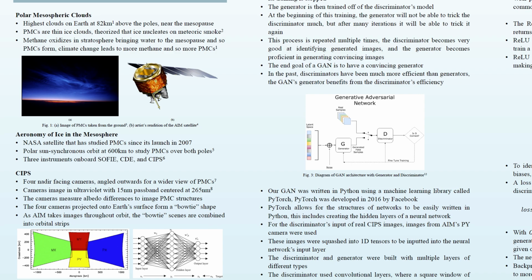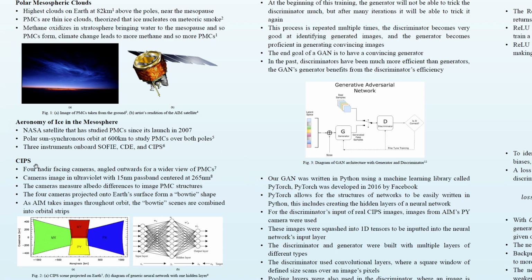And finally, we have CIPS, which stands for Cloud Imaging and Particle Size. This is a set of cameras that image these clouds, and this is the instrument that I primarily focused on. It consists of 4 nadir-facing cameras, which means they look straight down at the clouds. In this image of the satellite, you can see these 2 things that are sticking out on the bottom.